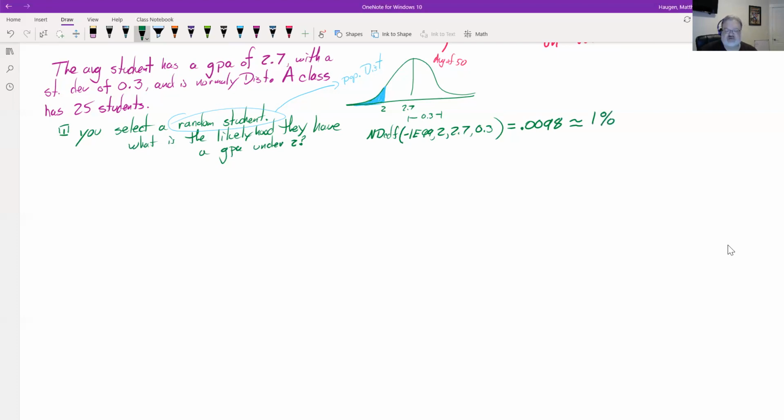Now, does that seem reasonable? There aren't very many students who have, in this class anyway, grade point averages of less than 2. The standard deviation was 0.3, so that's more than 2 standard deviations below the mean, so the chances are pretty low. But still, you've got a 1 out of 100 shot. That's not crazy. It's just not very likely.